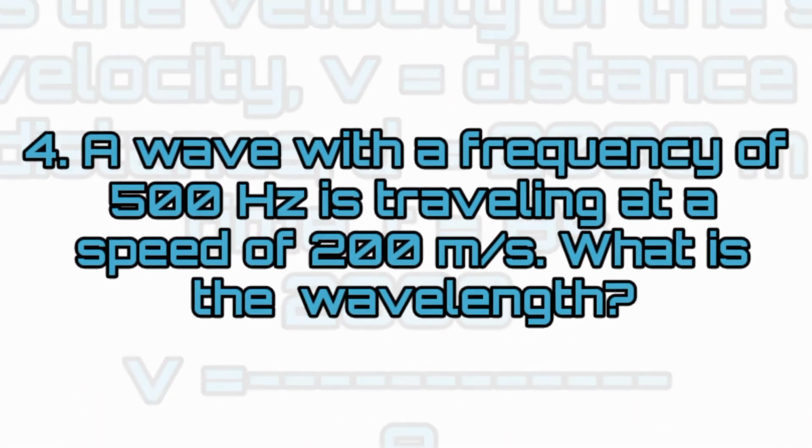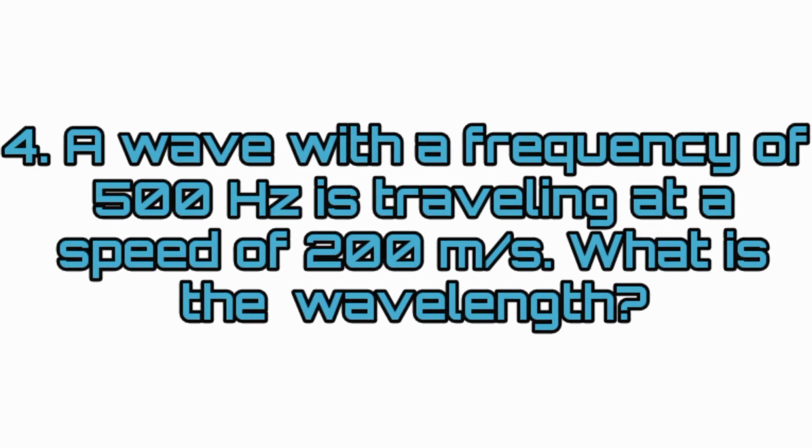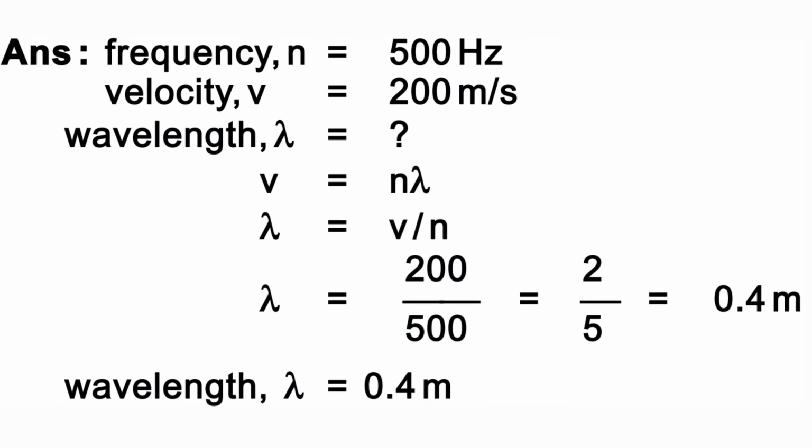Then third problem: A wave with a frequency of 500 Hz is traveling at a speed of 200 meter per second. What is the wavelength? Frequency n is equal to 500 Hz. Velocity V is equal to 200 meter per second. Wavelength lambda is equal to, they are asking what is the wavelength, so we have to find out. V is equal to n lambda. Lambda is equal to V by n. Therefore, lambda is equal to 200 by 500, which is equal to 2 by 5, which is equal to 0.4 meter. Therefore, wavelength lambda is equal to 0.4 meter.